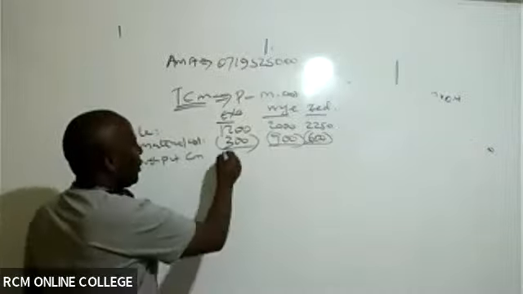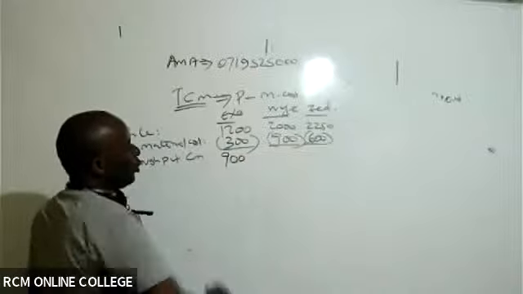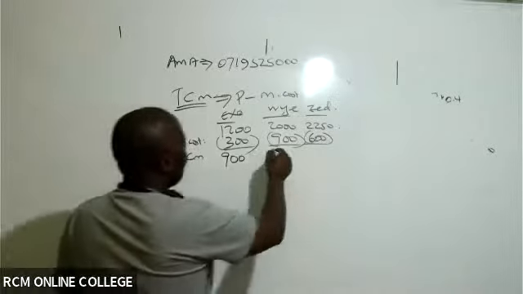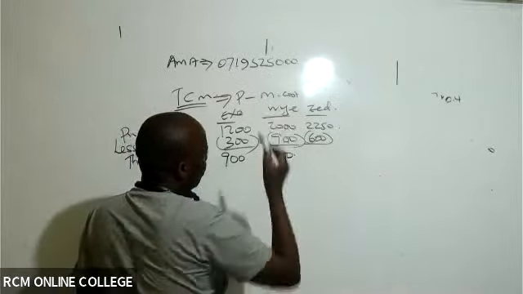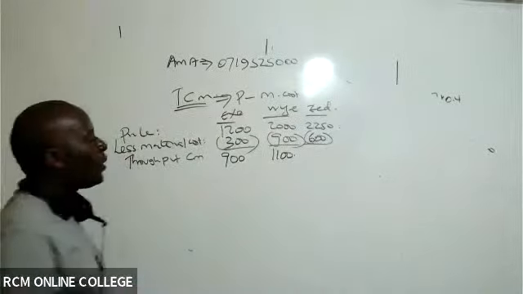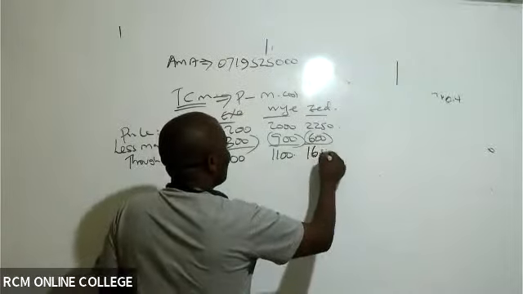$900. Thank you very much. 2,000 minus 900, this will give us what figure? 1,100. Then we have 250 minus 600. 1,650. Thank you very much.